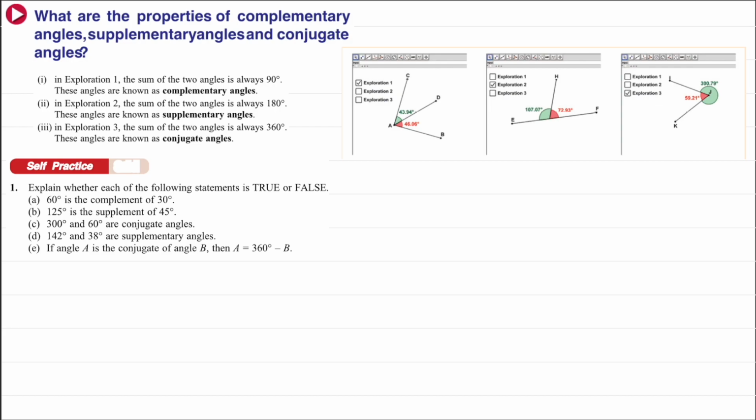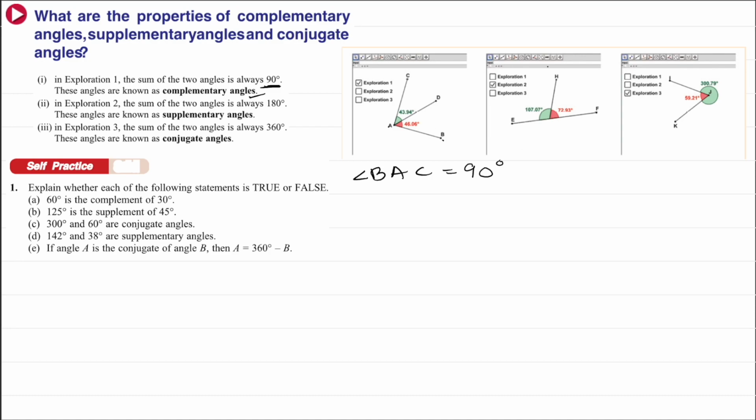What are the properties of complementary angle, supplementary angles dan juga conjugate angle? Tengok contoh yang pertama dekat sini. Okay. Kamu ada angle BAC. Angle BAC sebab angle terletak pada A. Angle BAC tu kamu tengok total dia adalah 90 darjah. Okay. So, mana-mana angle di antara angle 90 tu bila tambah 2 tu dapat 90 lah. Lepas tu kata kat situ, the sum of two angles is always 90 darjah. So, mana-mana jumlah sudut yang 90 darjah, kita panggil dia sebagai complementary angle.